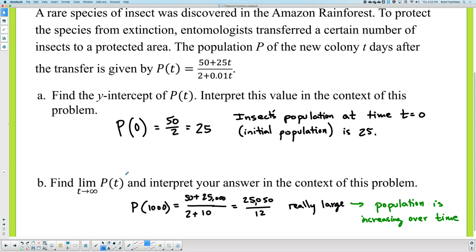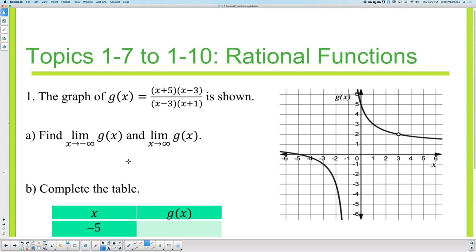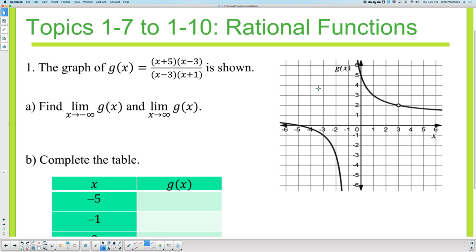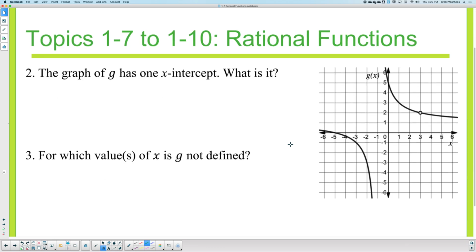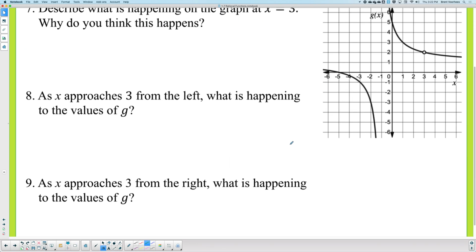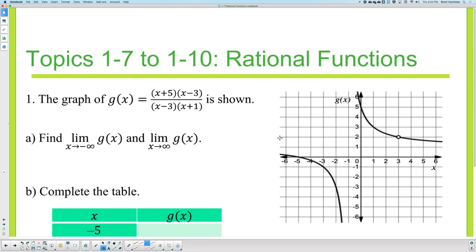Now that might be a real world context. Now we got to here, now it's your time to practice. Problems 1 through 9 here all deal with this same graph, and I want you just to answer questions about g of x here.